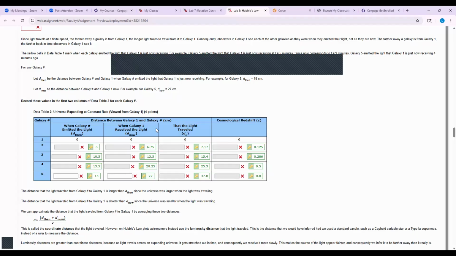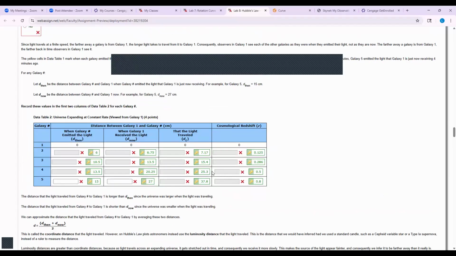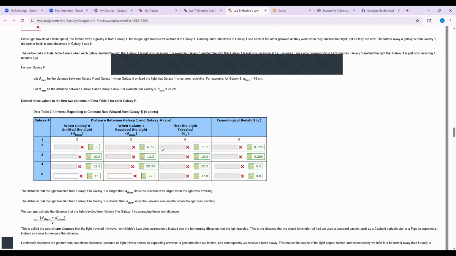D then is the one that is... D now is the one that we had here at the bottom layer. 0, 6, 7.5, 13.5, 20.25, as you see here. D now, 6, 7.5, and 27. And D then is based on galaxy 2. 6, 10 till 15 is the one that you see here on the yellow tables. 0, 6, 10 and a half, 13 and 15. And therefore, you're putting that here, and then calculating a factor here.